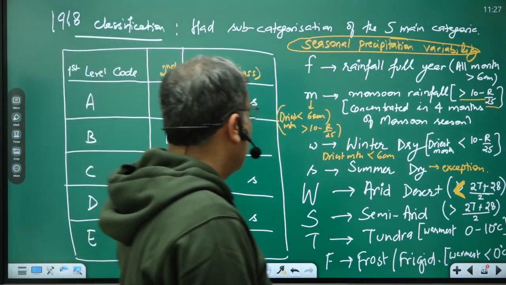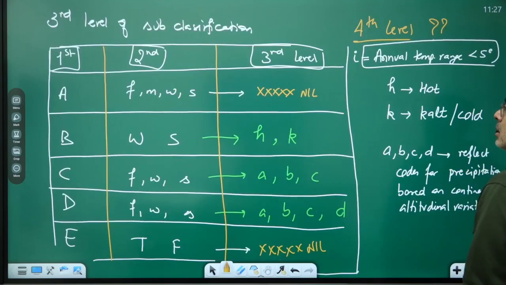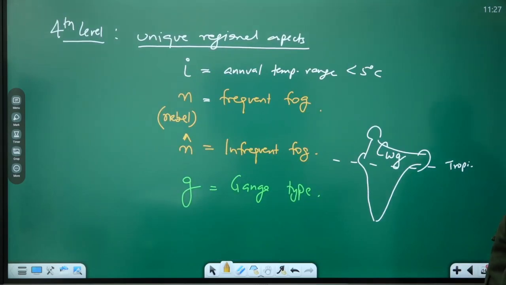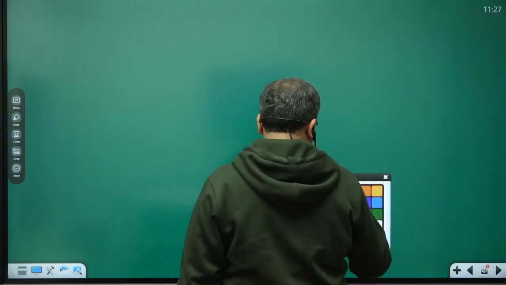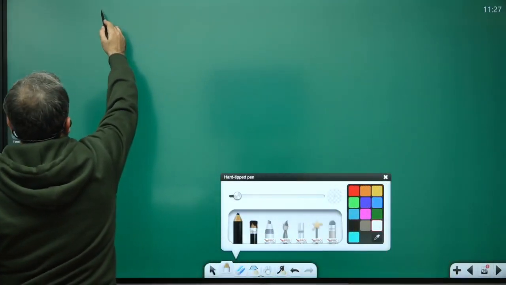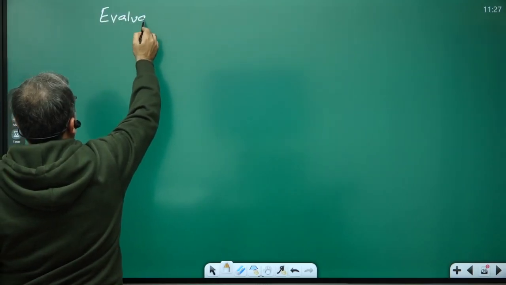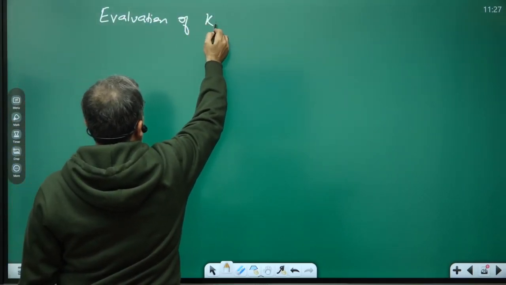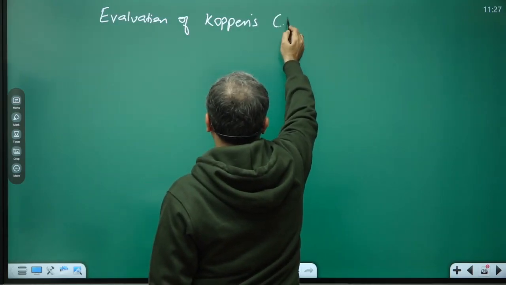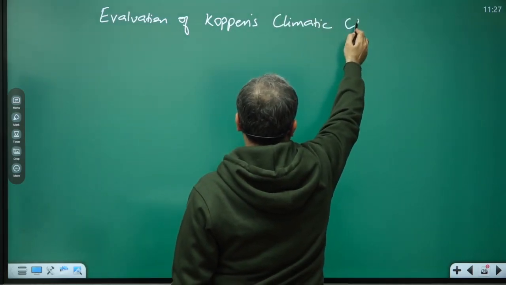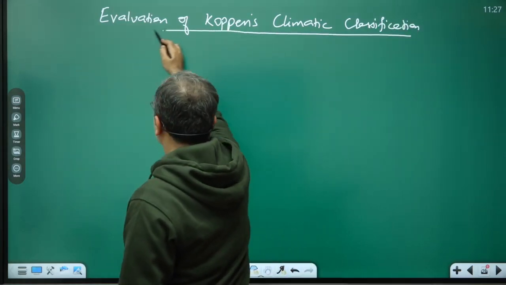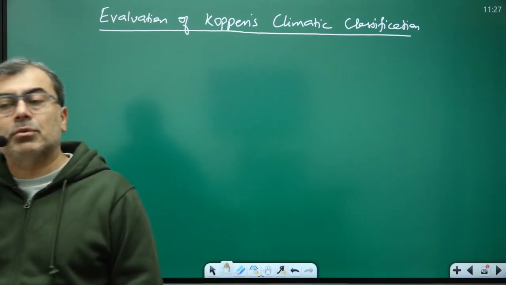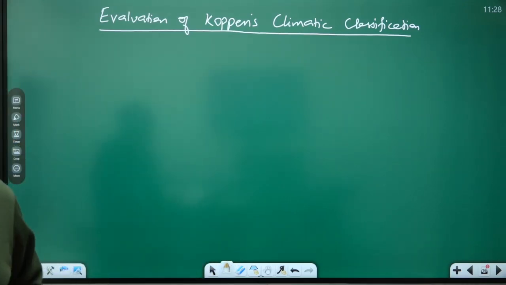Done? So this is your Koppen. Let's evaluate Koppen. Koppen's evaluation. Evaluation of Koppen's climatic classification. Evaluation means we'll have to see or say whether it is good or not so good. That's what we are talking about. Okay.